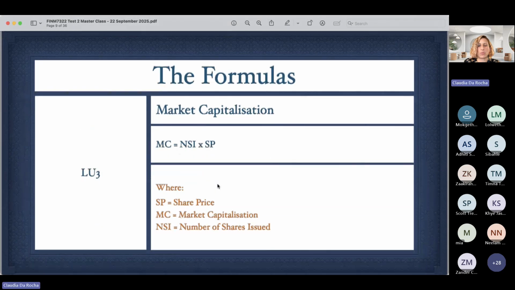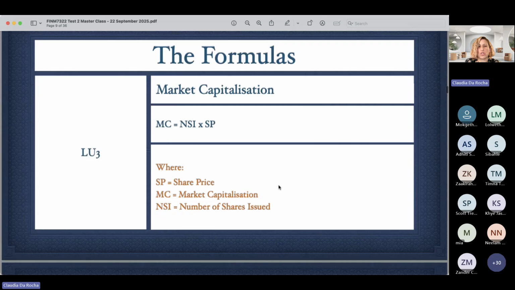Okay, and the last one that we have for Learning Unit 3 is market capitalization. Market capitalization being the number of shares issued times your share price. So also a 2A formula that you would have gone through then that we need to know now. Some of these also would have been covered in 3A when we did the masterclass. Some of them would have been covered in the content.